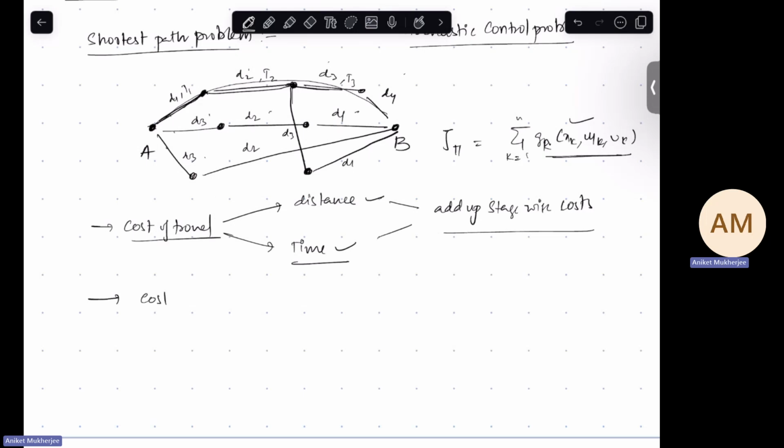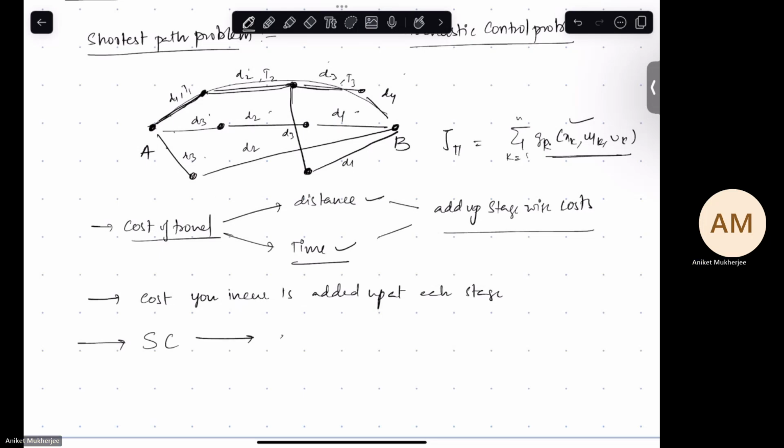The similarity is that the cost you incur is added up at each stage. So your stochastic control problem is a generalization of the shortest path problem. If you generalize it, then you get the stochastic control problem.